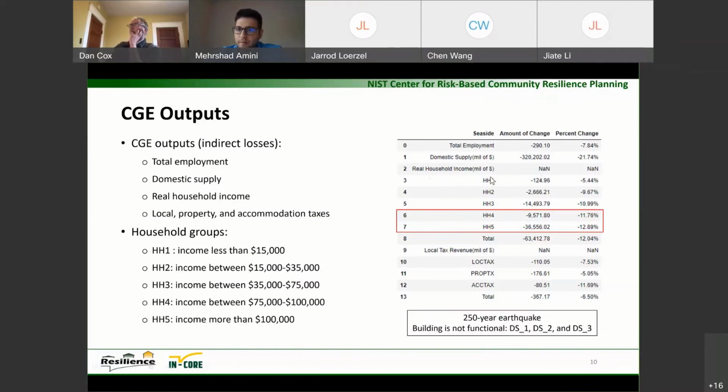For the real household income, we have a breakdown of 5 groups, categorized based on annual income. For example, HH1 is the income less than $15,000 a year, up to the highest one, HH5, which is the income more than $10,000 a year. Just a quick mention that the result is for a 250-year earthquake, with the same scenario for the building functionality.